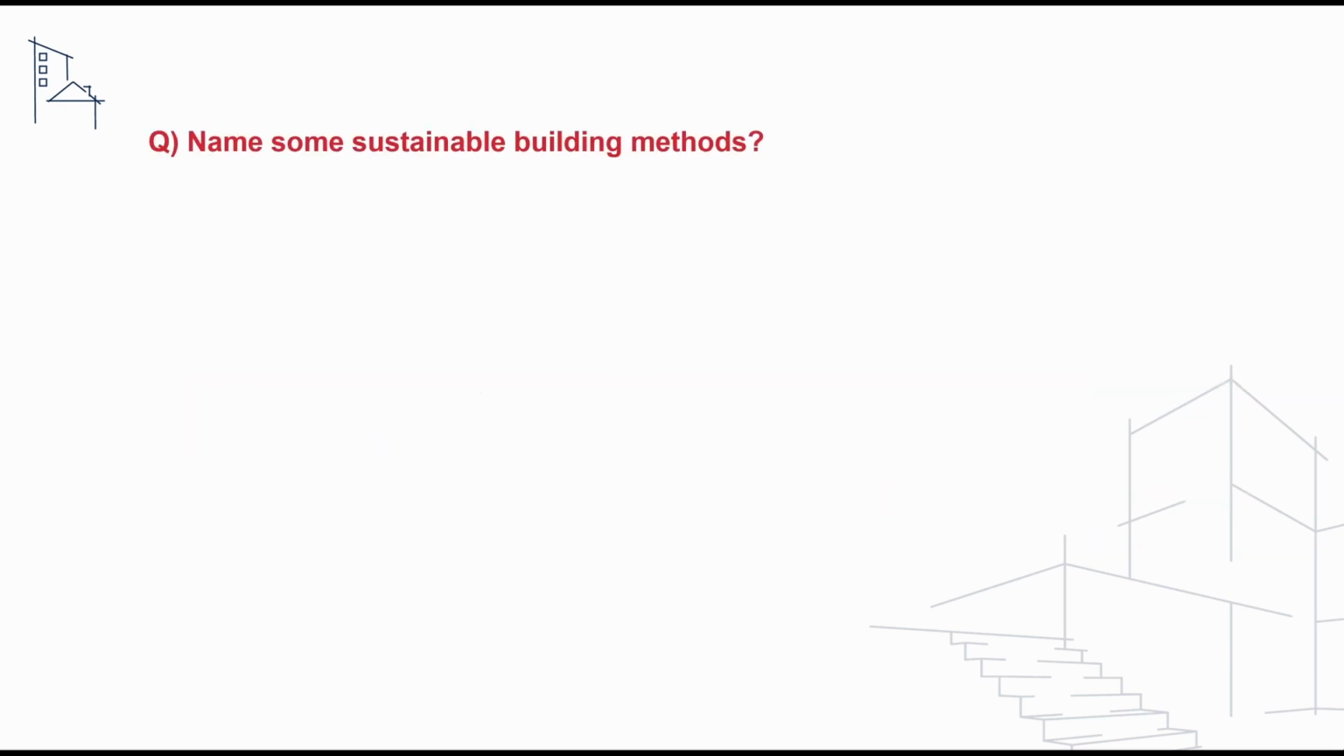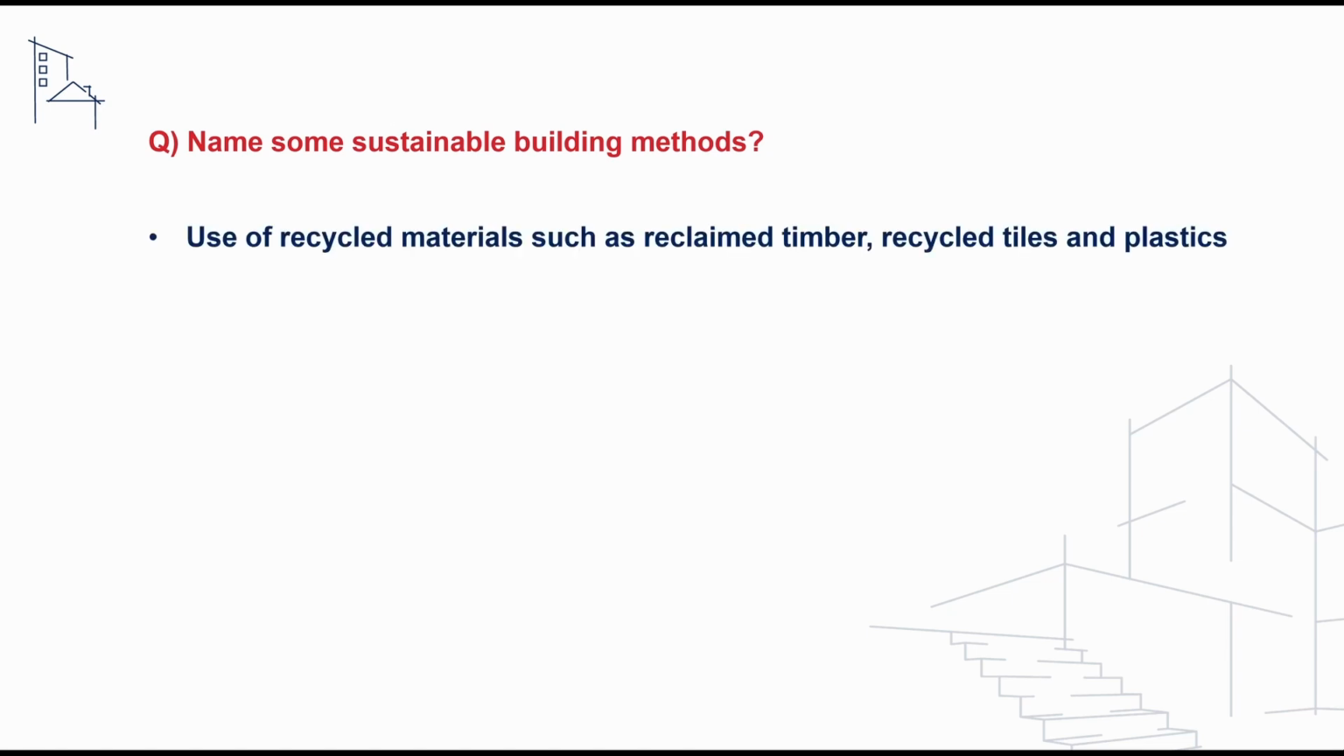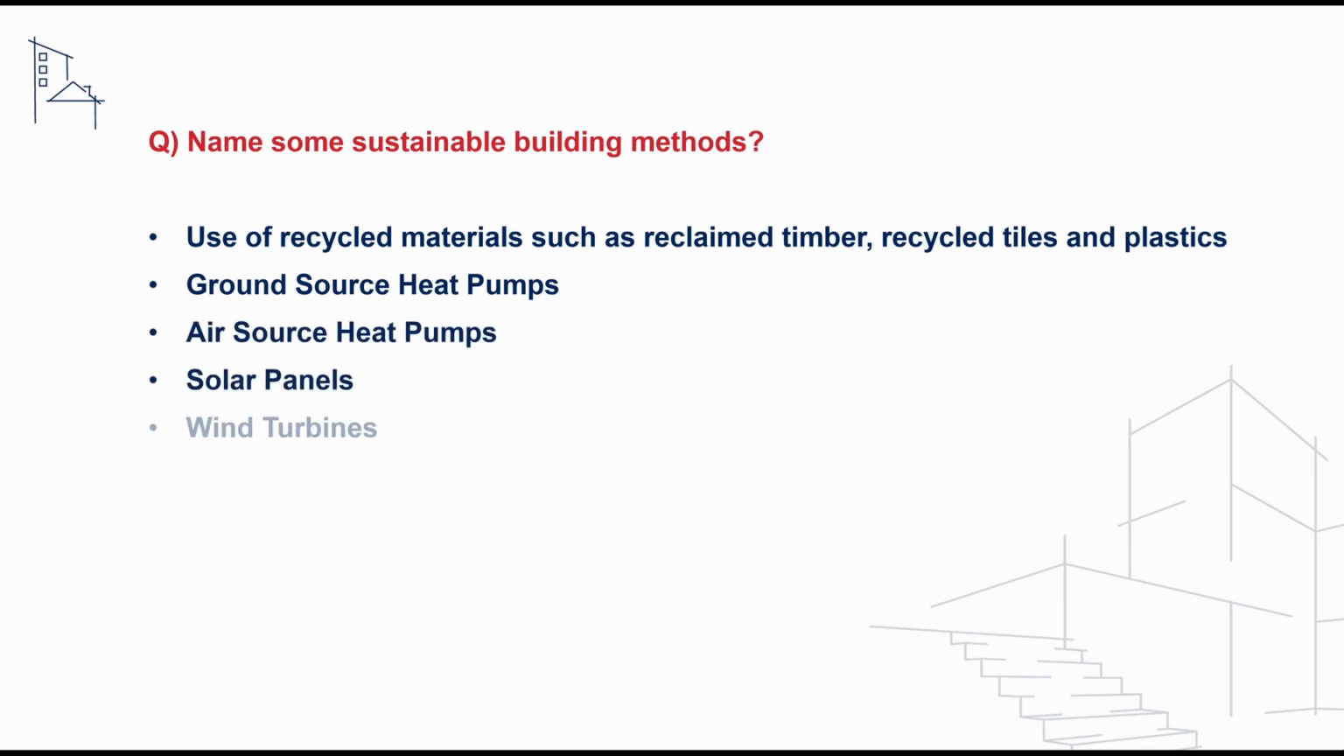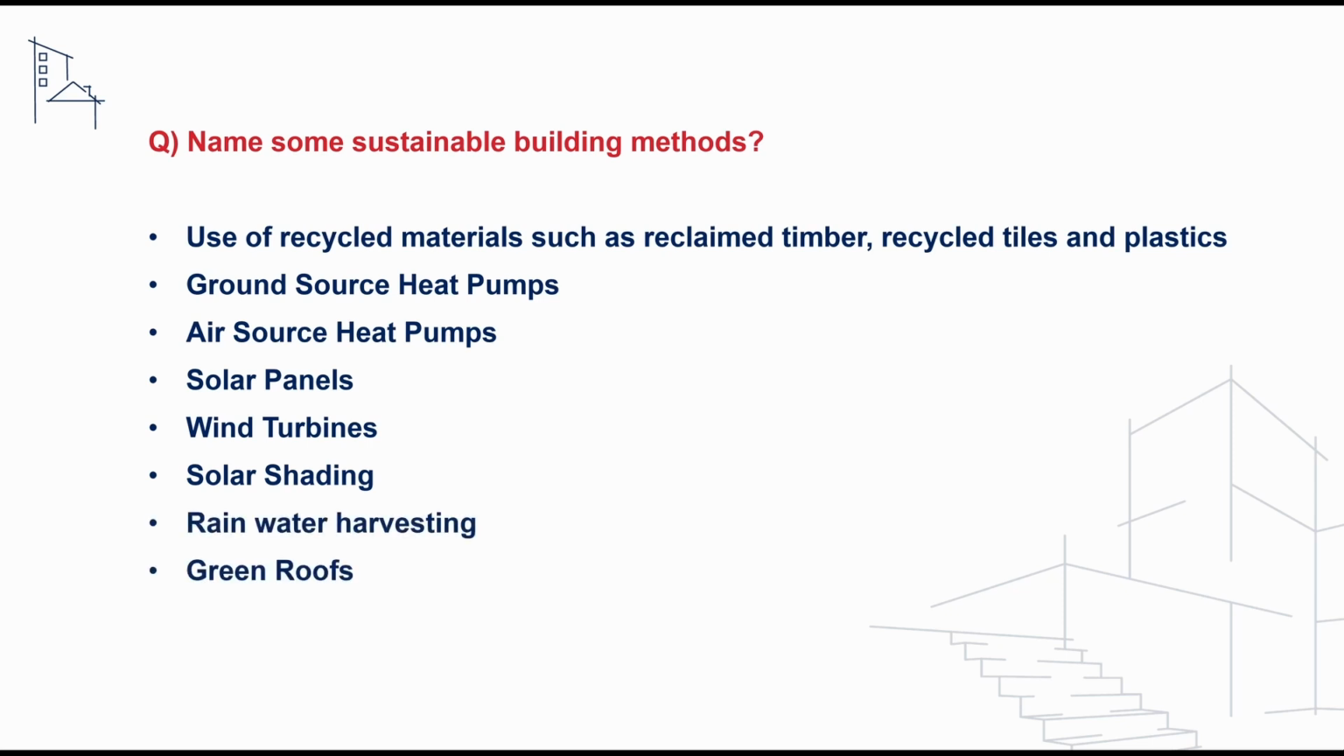The next question we'll take a look at is checking our understanding of sustainable building methods that are available. And to address this, we could make reference to use of recycled materials such as reclaimed timber, recycled tiles and plastics, the use of ground source heat pumps and air source heat pumps, the use of solar panels, wind turbines, solar shading to prevent solar gain, rainwater harvesting, green roofs, and automated building systems, for example lighting sensors.